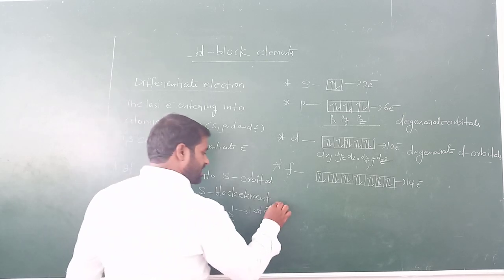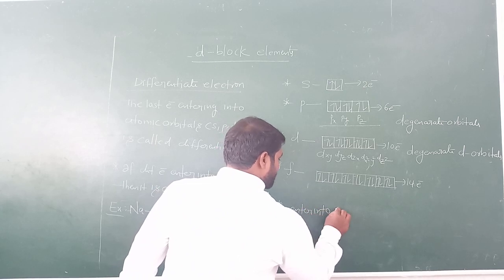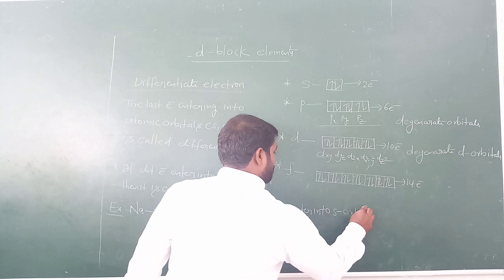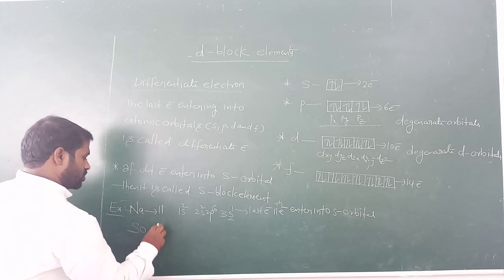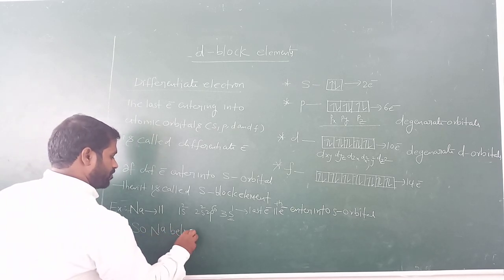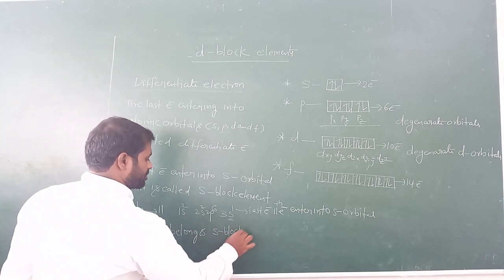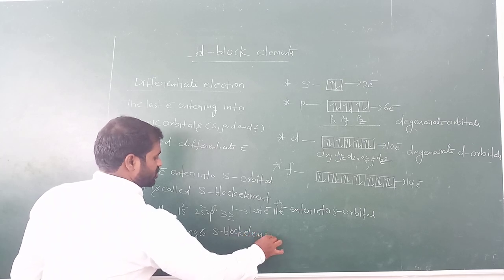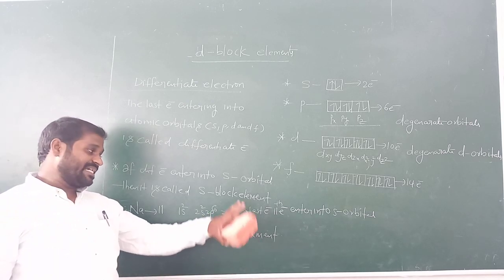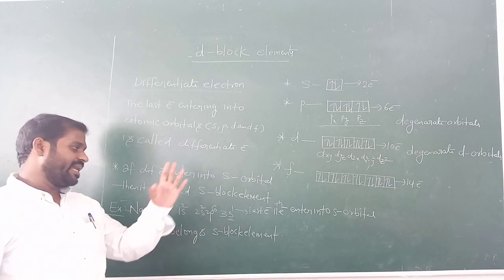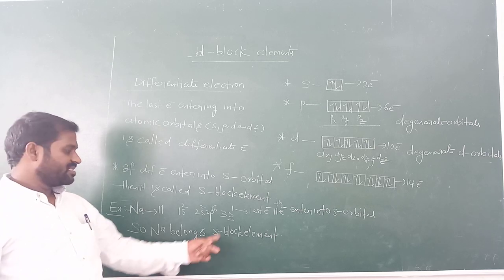The 11th electron, clear? Enters into the S orbital. Okay, so sodium belongs to S block element. Am I right? Sodium belongs to S block element. Is it clear? The last electron enters into a particular atomic orbital, here it enters into S, so it is an S block element. Sodium is. Is it clear? Okay. That is the last electron.